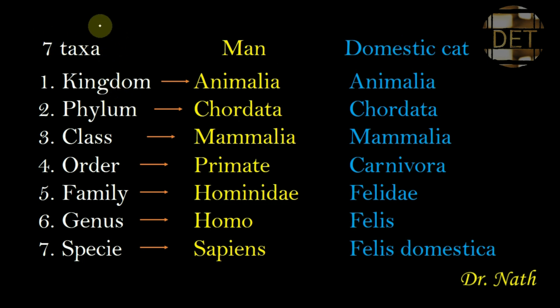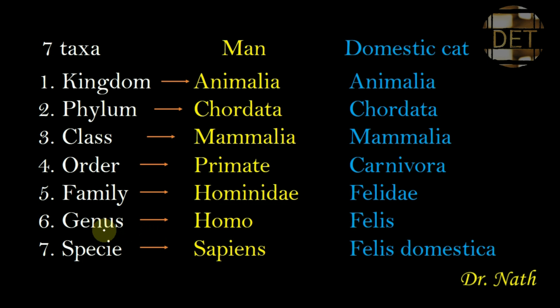So like I said, living organisms are classified into 7 taxa, and these are the 7 taxa: the kingdom, the phylum, class, order, family, genus, and species. So man belongs to the kingdom Animalia, the phylum Chordata, the class Mammalia, the order Primates, the family Hominidae, the genus Homo, and the species Sapiens. So we can say that the biological name of man is Homo sapiens.